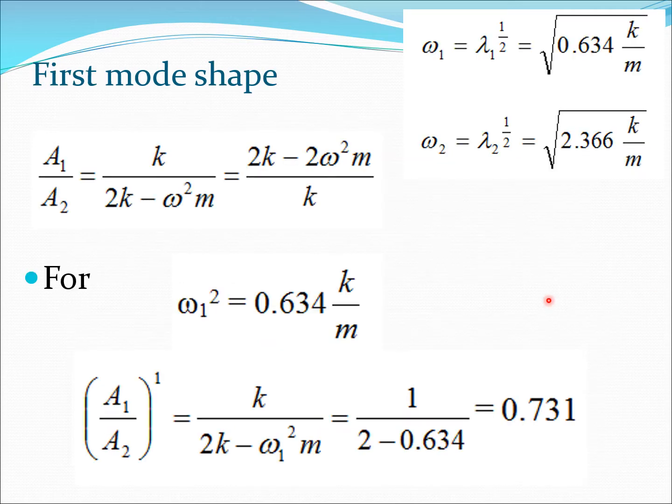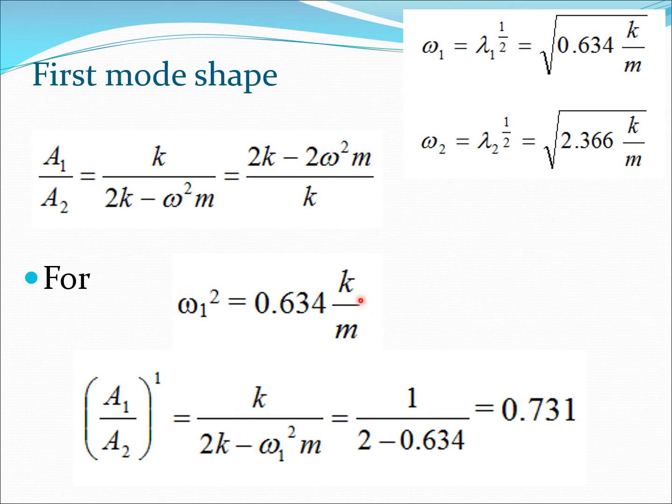So let us try to find out the first mode shape first. Just keep in mind, I have put these two frequencies here, which are the natural frequencies of this 2 degree of freedom system. Now I take the ratio of these two A values and I take the first frequency here. So this is the first frequency. Now you can take the second value also, but let's just take the first value here.